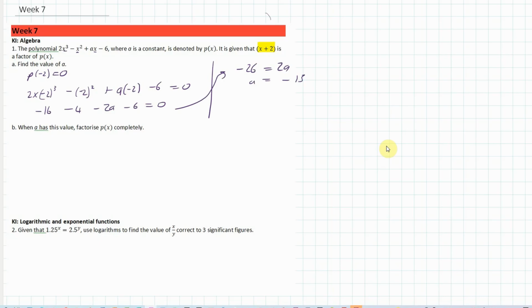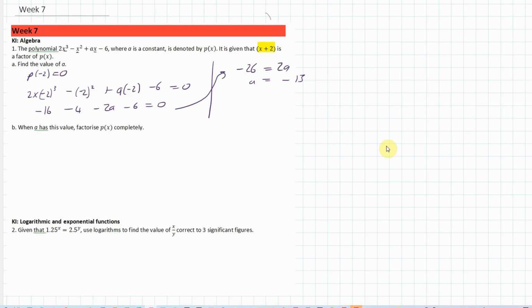Let's just do a quick check on that. So we get negative 2 cubed is negative 8. Negative 8 times 2 is negative 16. That's fine. The next term would be negative 2 squared, which is positive 4, and a minus in front of that. We get a negative 2a, which I'm happy with, and a negative 6. We gather all that stuff together, negative 20, negative 26. Yeah, I think a must therefore be negative 13.